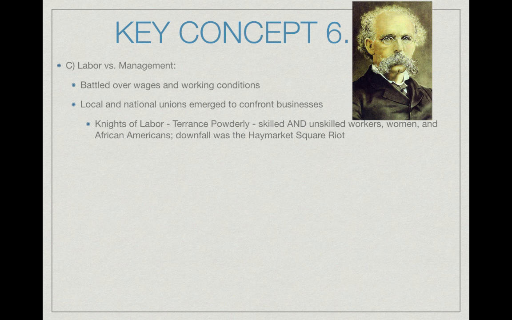Now, their downfall came with the Haymarket Square riot in Chicago, in which this was a large demonstration in which anarchists were there as well. And somebody, nobody really knows who, throws a stick of dynamite, killing and injuring several people, including police officers. Now, the Knights of Labor had nothing to do with the explosion, but they were lumped in with the Haymarket Square riot, so they did not last very long.